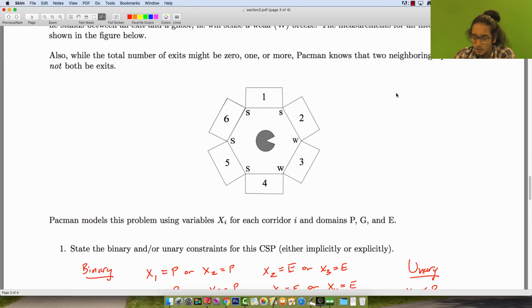Well, it's going to look kind of like, you have nodes for each of these variables. So you've got 1, 2, 3, 4, 5, 6. And what are the edges? The edges correspond to all the pairs of variables for which you have binary constraints. And in this case, that's just each adjacent pair, which means it looks something like this.